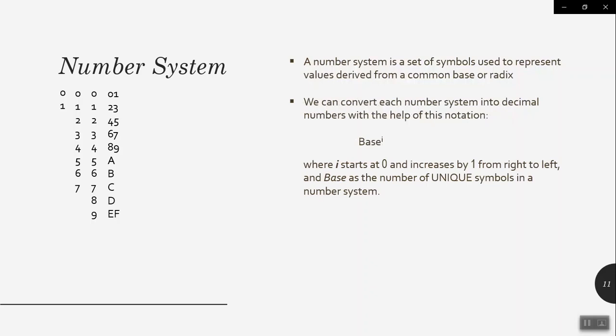So we can convert each number system into decimal numbers with the help of this notation, base raised to i, where i starts at 0 and increases by 1 from right to left, and base is the number of unique symbols in a number system.